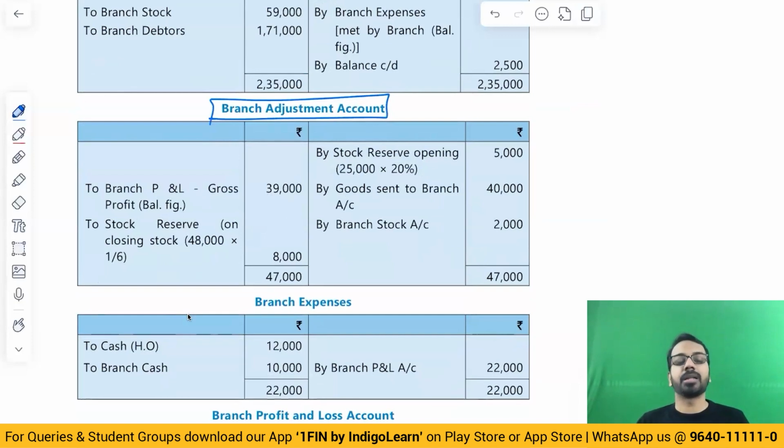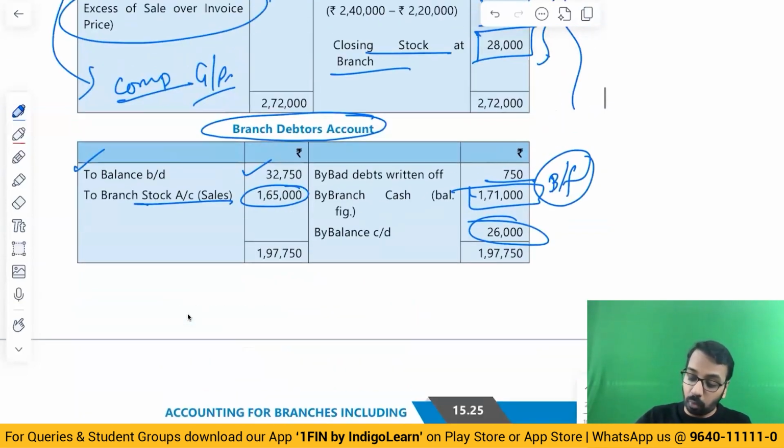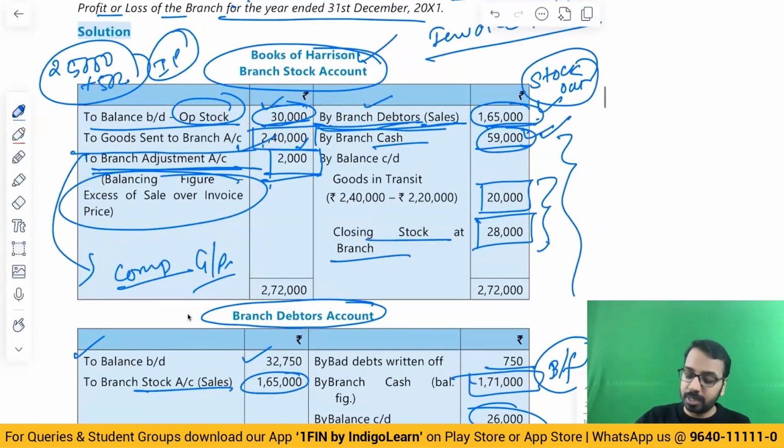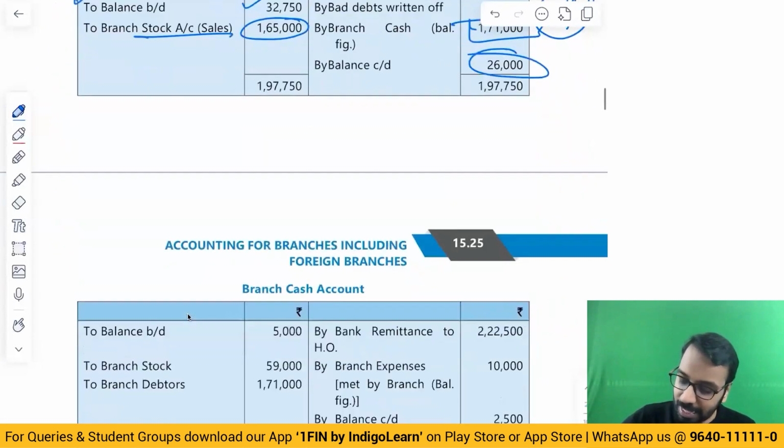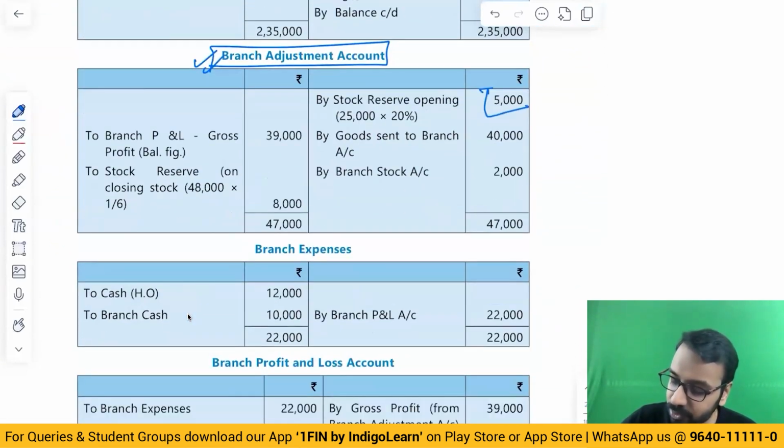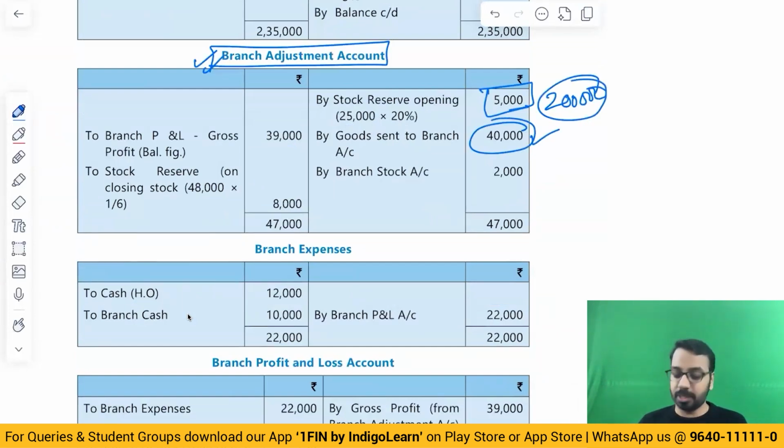Next important account is the branch adjustment account. Now, what do we capture in this branch adjustment account? Stock reserves. Whatever stock reserves are there are captured in the branch adjustment account. Now, where will we get the reserves? You will get the reserves in opening stock. Here, whatever you have kept in opening stock, the profit element of opening stock will be posted to the credit side of the branch adjustment account. So 30,000, and we have seen 5,000 is the reserve, 5,000 is posted here. Goods sent to branch, we had sent goods of 2 lakhs, 20% of that is 40,000, that is posted here.